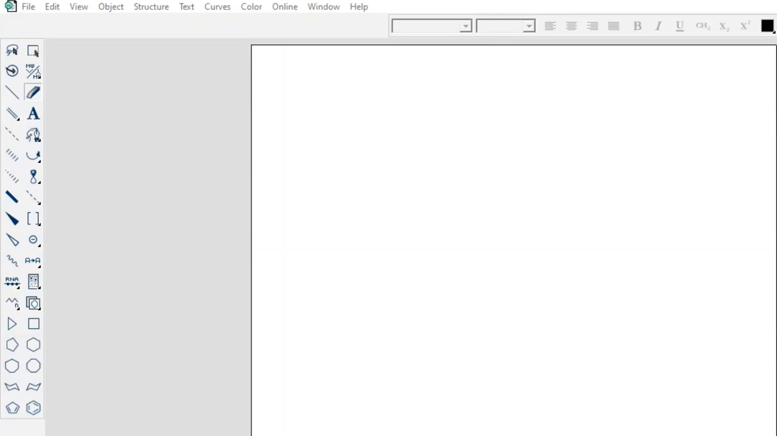Next, I will tell you how to draw resonance structures and how to draw the mechanism. Let's start with the resonance. Let's say we have a resonance hybrid of the bromonium ion. There we have a benzene, with bromine attached on it.